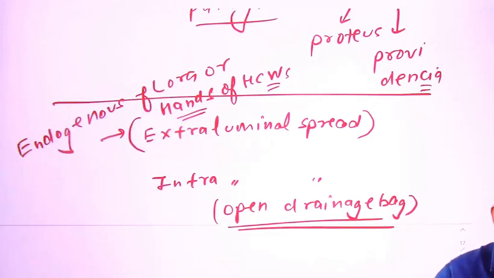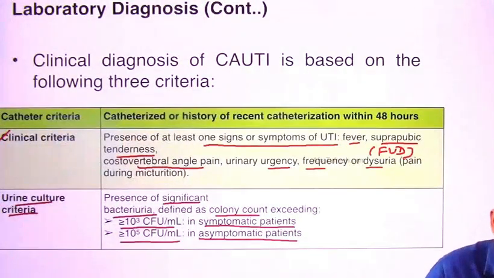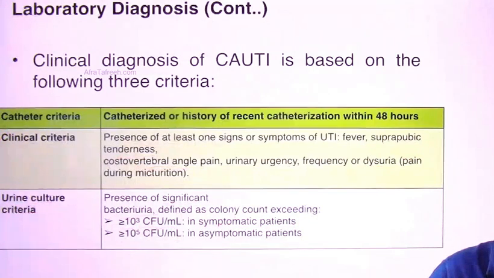Now this CAUTI is diagnosed by a particular criteria, and that criteria you can remember by this particular table. What are the various criteria to diagnose CAUTI? In these criteria, three are important for the diagnosis of CAUTI.